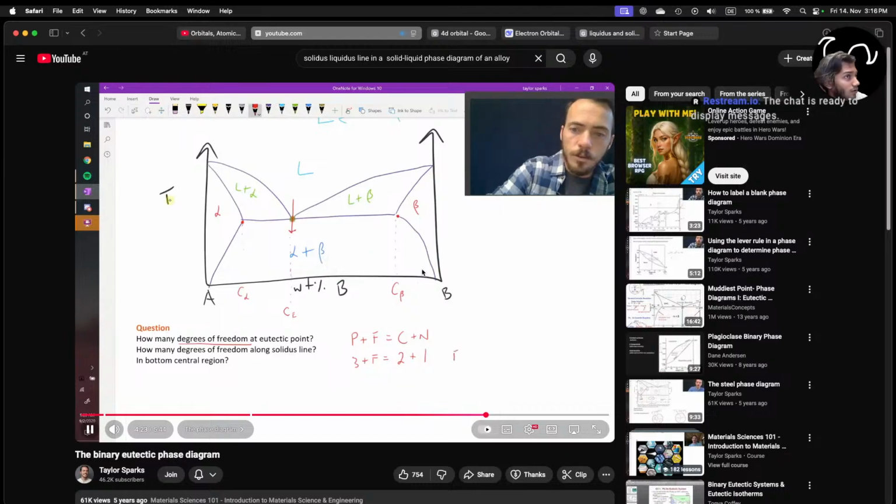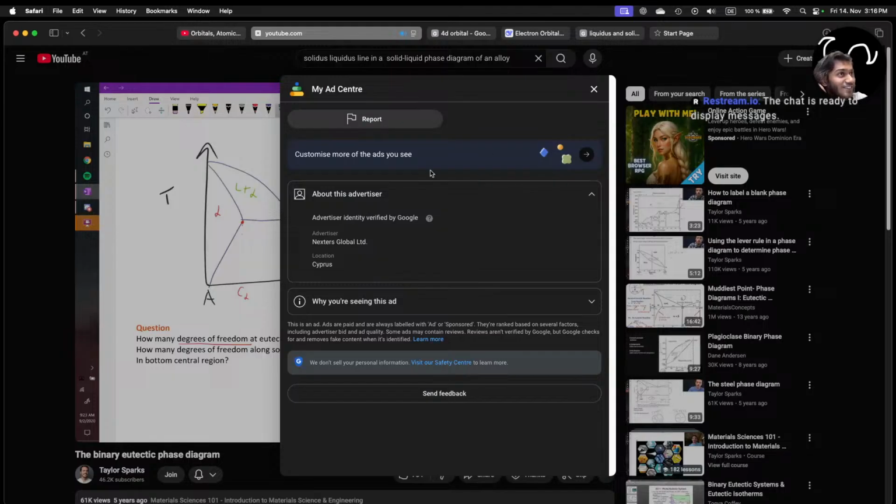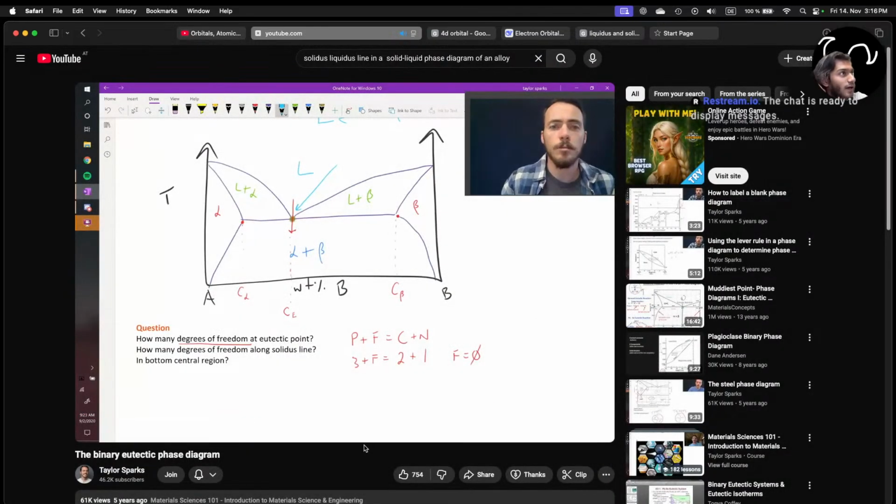F equals 0. In other words, there is only that one point on the plot, right there, where you can have all 3 of those phases in equilibrium. Now, you might ask, well, what about right here? What about on that point? Fair enough. You also have liquid plus beta and then alpha plus beta, so you have 3 phases in equilibrium, but the fraction of those phases has changed, and we're going to learn about that in a few videos.